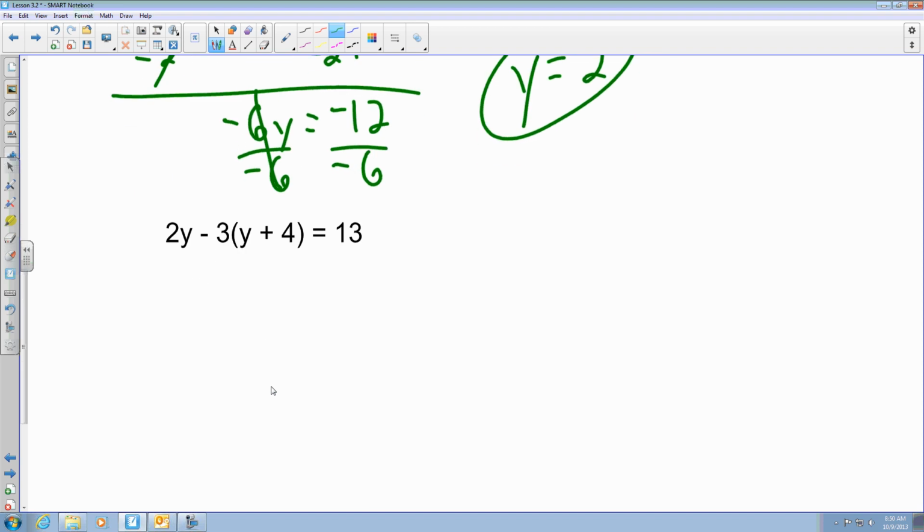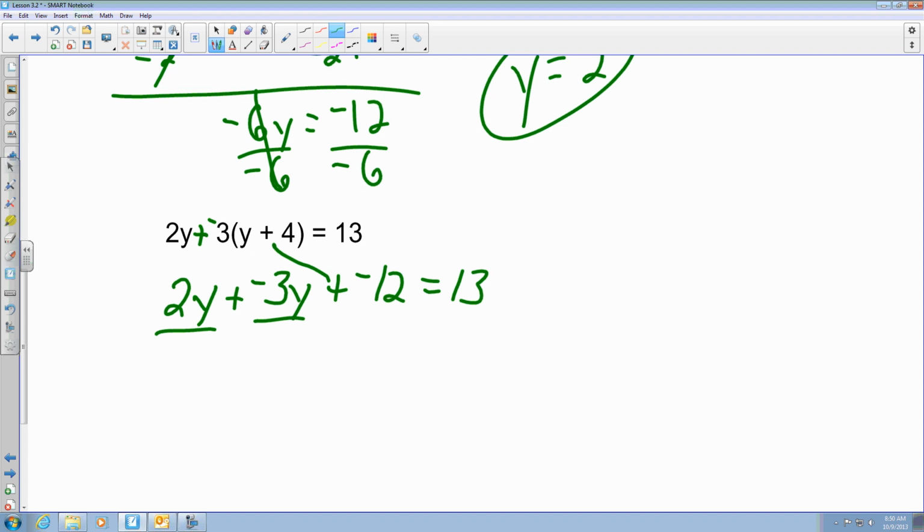Hopefully you're getting these right. Last one, I've got 2y minus 3 times the quantity of y plus 4 equals 13. This time I have parentheses again, so I'm going to write 2y here. I cross the line, change the sign on this one, so it's a plus, and it's negative 3y plus a negative 12 equals 13. I've got like terms right here, 2y plus a negative 3y. Well, 2 plus negative 3 is a negative 1, so I'm left with a negative y plus a negative 12 equals 13.